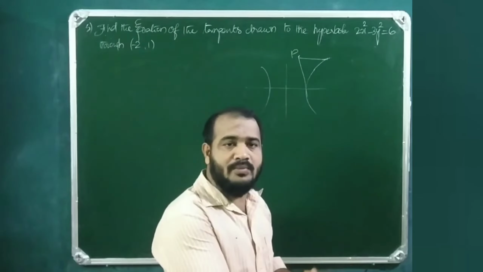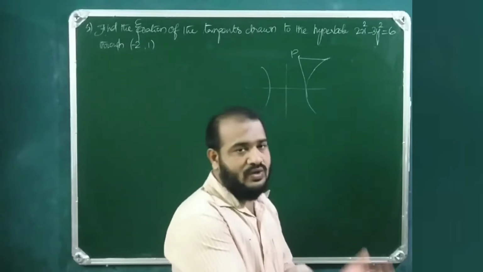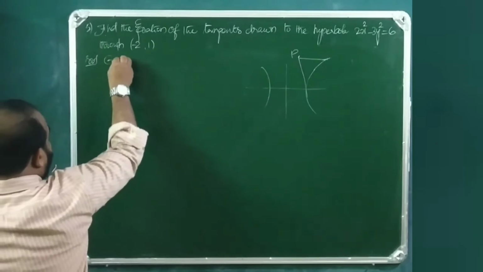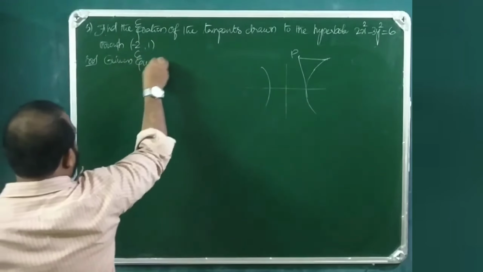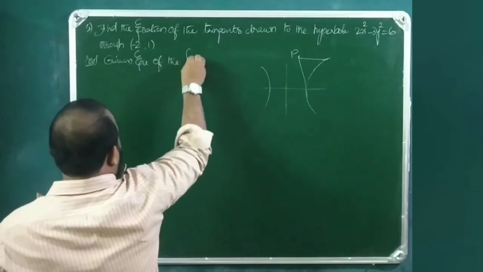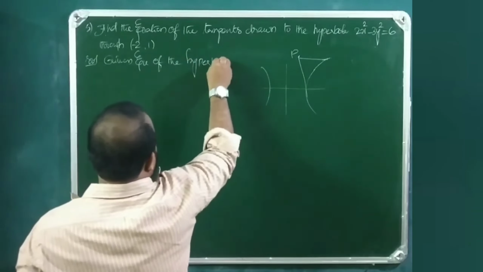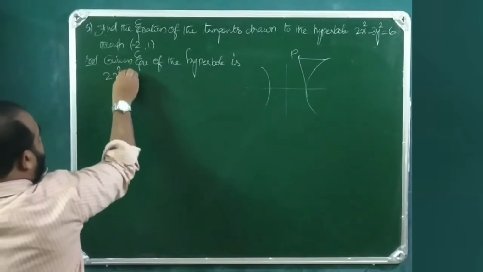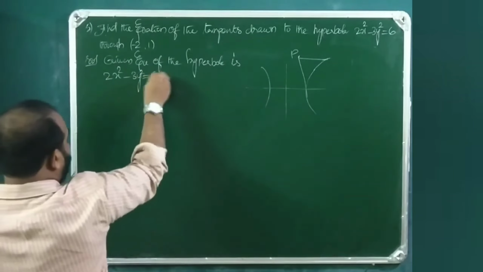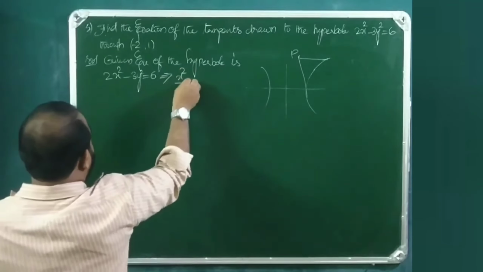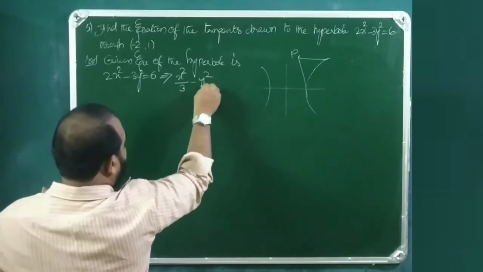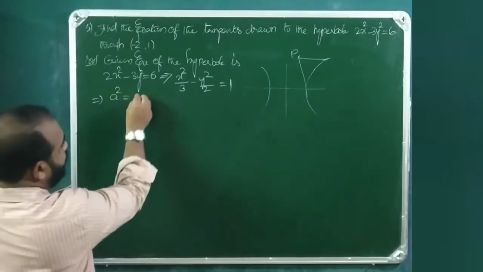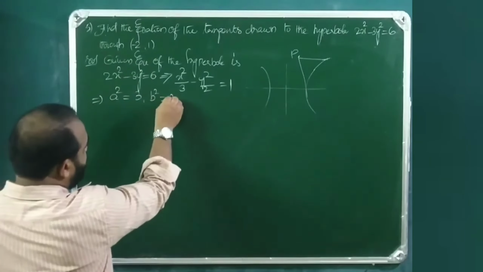We can do this problem in an alternative way as well. The given equation of the hyperbola is 2x² minus 3y² equals 6. That is, x²/3 minus y²/2 equals 1. This implies a² equals 3, b² equals 2.